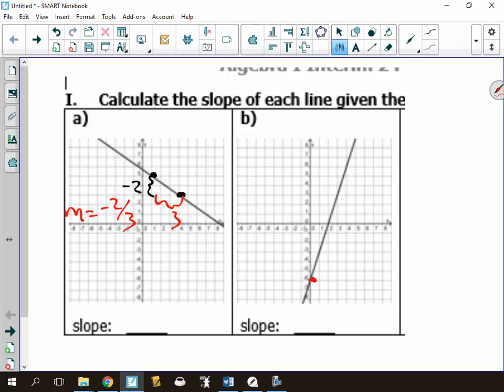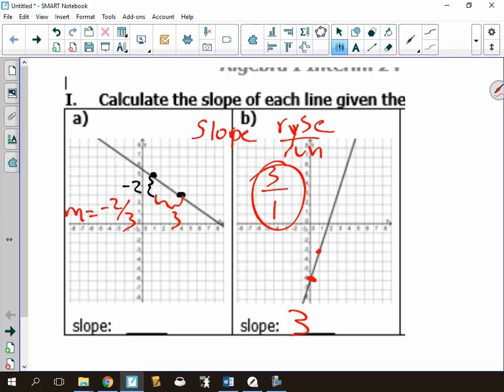For this one, if we pick points, we get a rise of 3 and a run of 1. Remember, slope is rise over run. And if you're in one of my classes, I have a tendency to misspell rise. Just remember that that's the y. So the slope is 3 over 1, so the slope is 3.